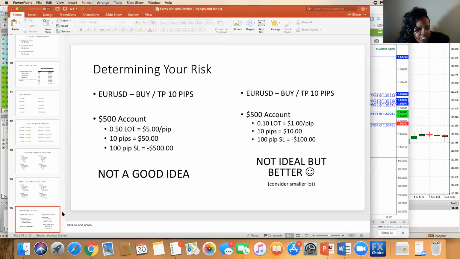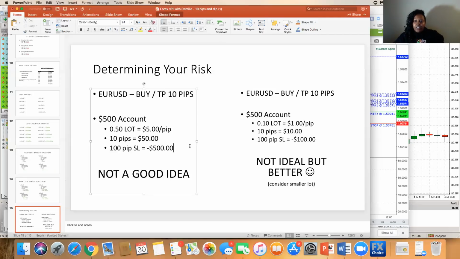Okay. So now, determining your risk. So we're determining your risk based off of your account size. You definitely want to not over leverage your account.